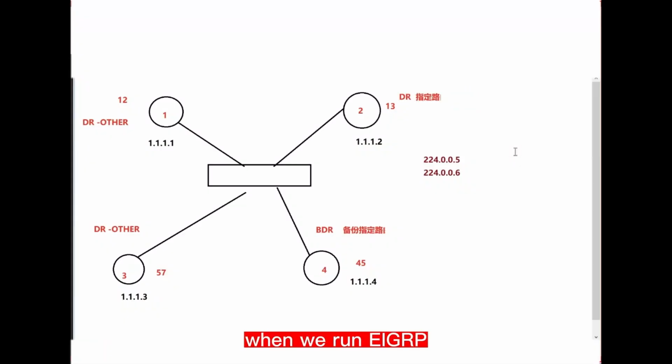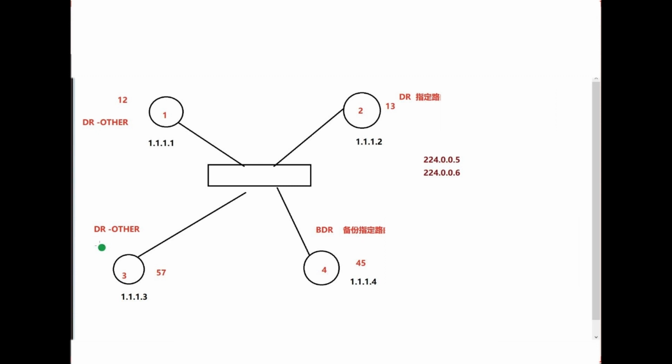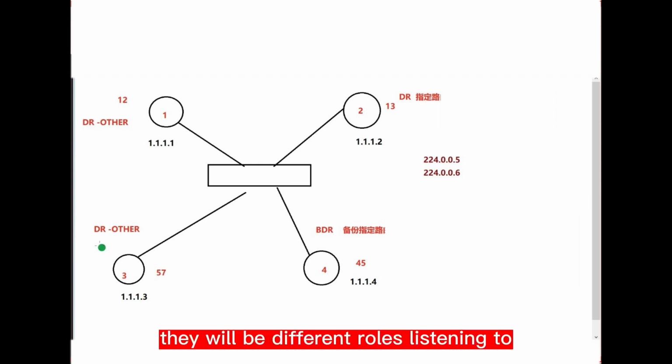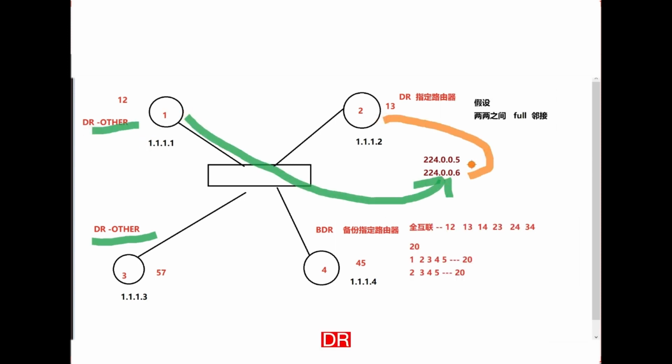When we run EIGRP, actually only one multicast address is used: 224.0.0.10. All devices go to monitor 224.0.0.10. But when we run OSPF, it is different. They will have different roles listening to different channels. All DR other updates will be sent to 224.0.0.6. DR and BDR monitor 224.0.0.6.